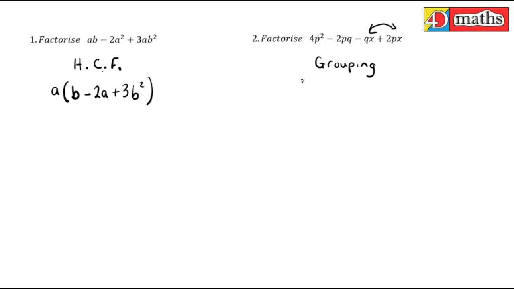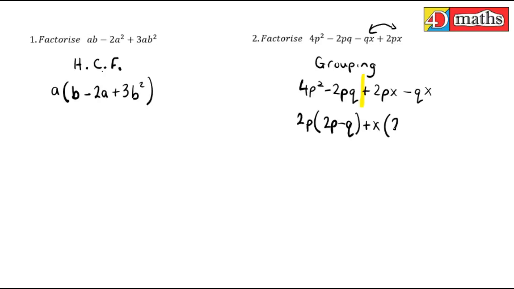So instead of what we have, 4p squared minus 2pq plus 2px minus qx. So this is going to put the q in the right place and the 2p in the right place. Like what I said a minute ago, we split into 2 halves. So take 2p out, you're left with 2p minus q. Now we're going to take out x. We're going to actually take out a plus x. You're left with 2p minus q.